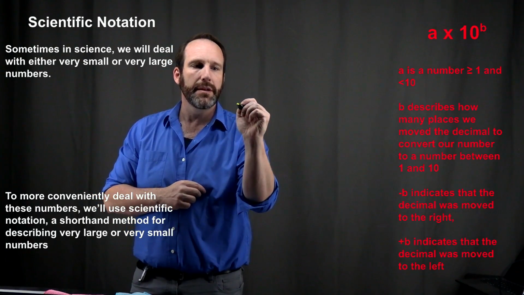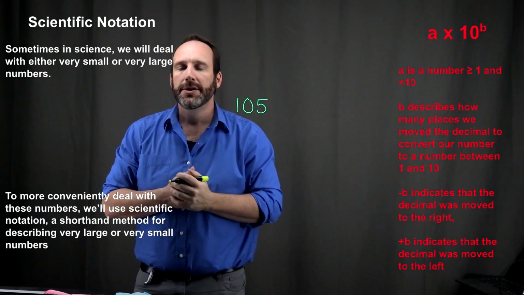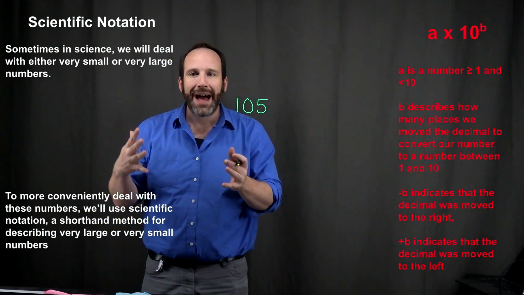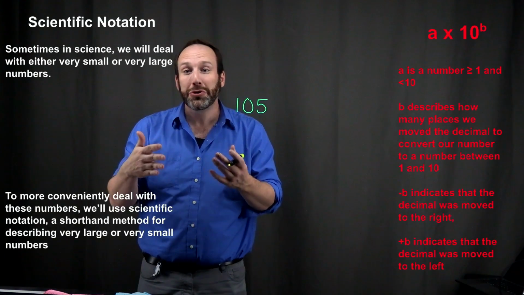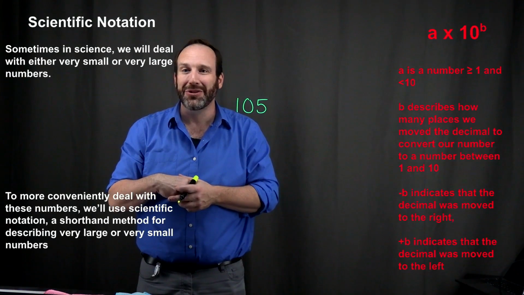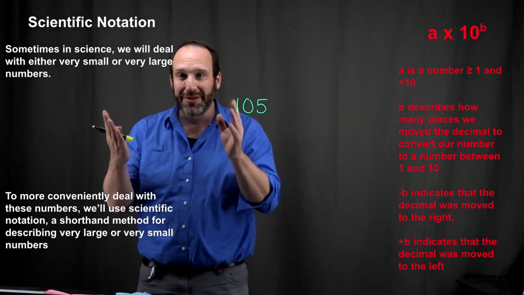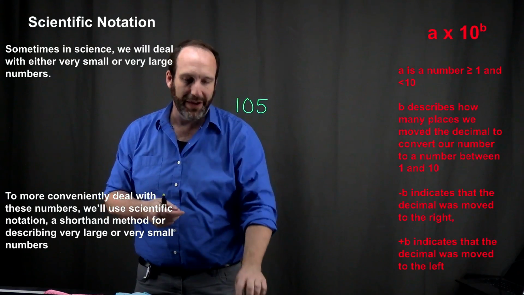So let's try 105. Let's try to turn that number into scientific notation. Now, 105 isn't really that big of a number, so the scientific notation version of 105 is actually going to look more inconvenient than the number itself. But for the sake of argument, let's think about how we would turn 105 into scientific notation.